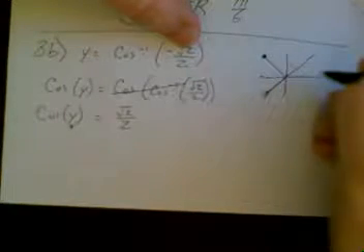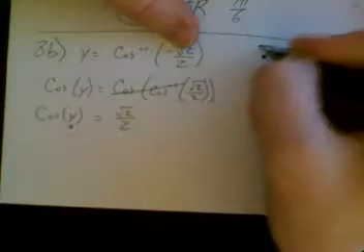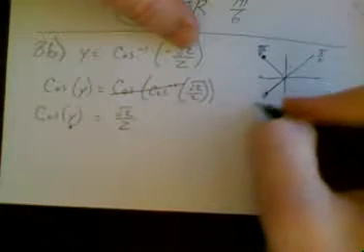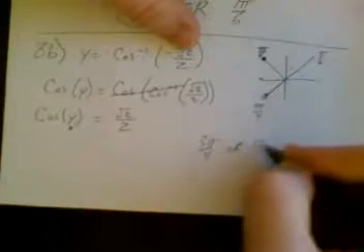It occurs here and here. This is going to be pi over 4, this is 3 pi over 4, this is 5 pi over 4. So it's one of those two, 3 pi over 4 or 5 pi over 4.